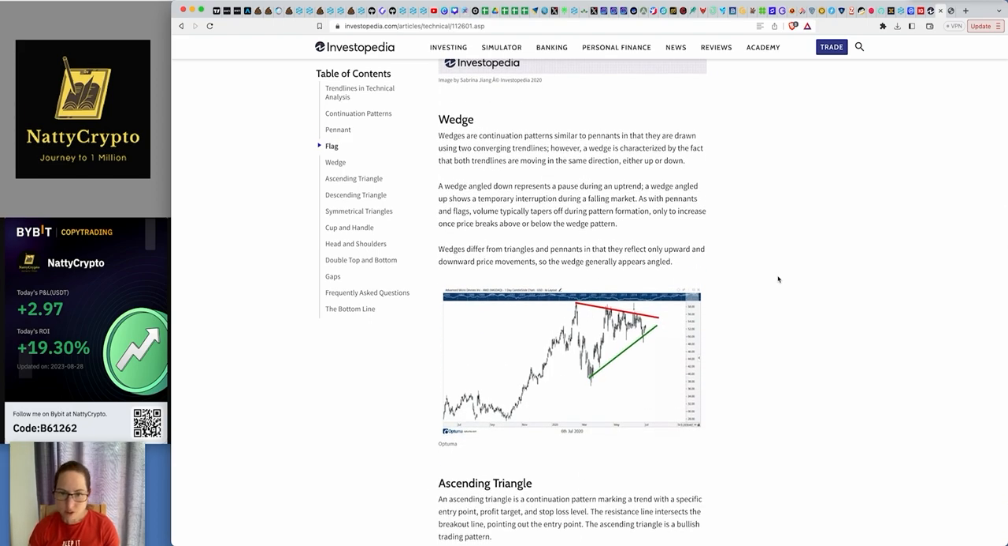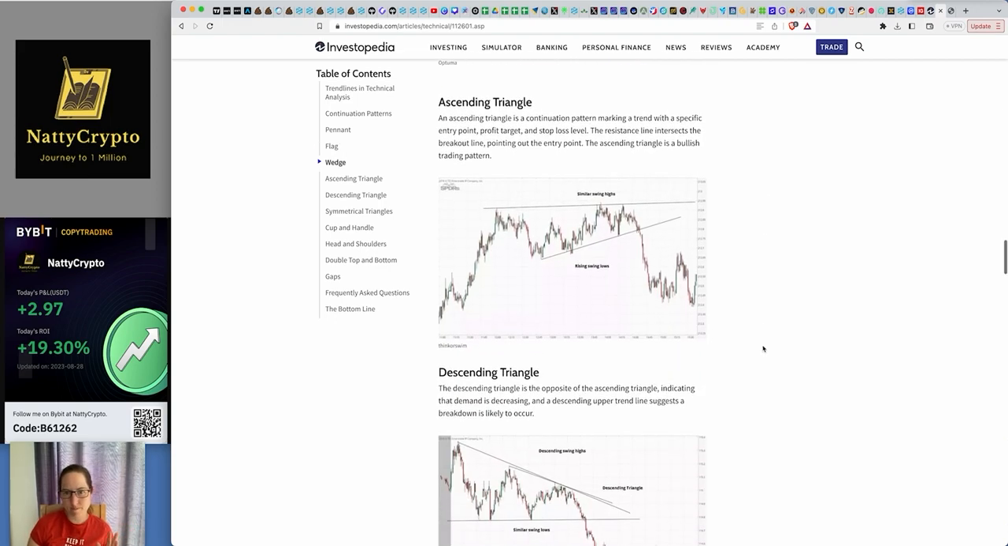These are your wedges as well. Pretty much the same as your pennant. Continuation patterns, similar to pennants in that they are drawn in two converging trend lines. However, a wedge is characterized by the fact that both trend lines are moving in the same direction, either up or down. So same direction, going to that area there. There's a bit of a gap there. I don't really use wedges. I like pennants. I like flags.